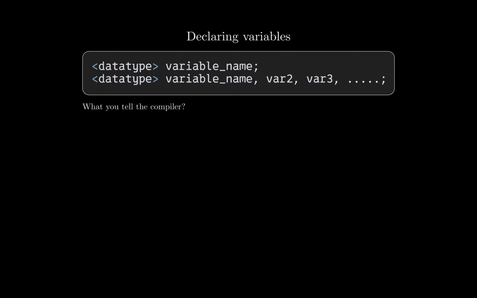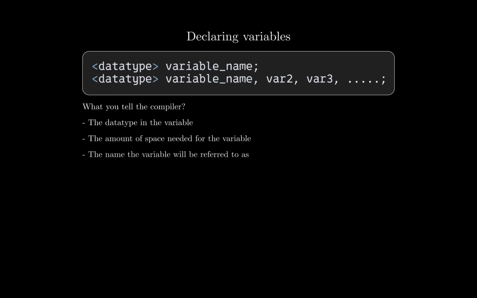What are you telling the compiler here? You're telling the compiler the variable is of so and so data type. You're telling the compiler the amount of space you require for that variable, which is inferred from the data type. Each data type takes a specific amount of space. And then you're telling the compiler the name of the variable that you'll be using to refer to it.